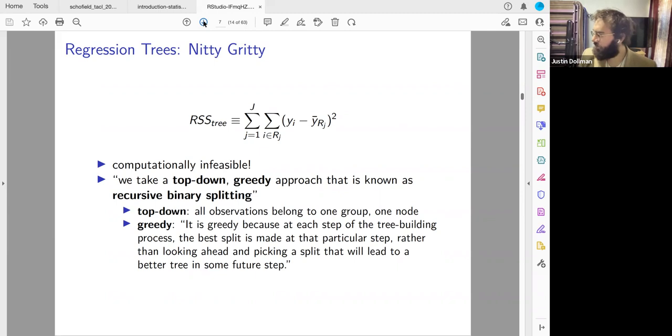Now, I don't know if it's just me, but when I looked at that explanation of why greedy is there, I thought to myself, it seems like a better word would have been myopic. Because the main characteristic there is that you make the best split at a particular step rather than looking ahead and picking this blah, blah, blah, right?